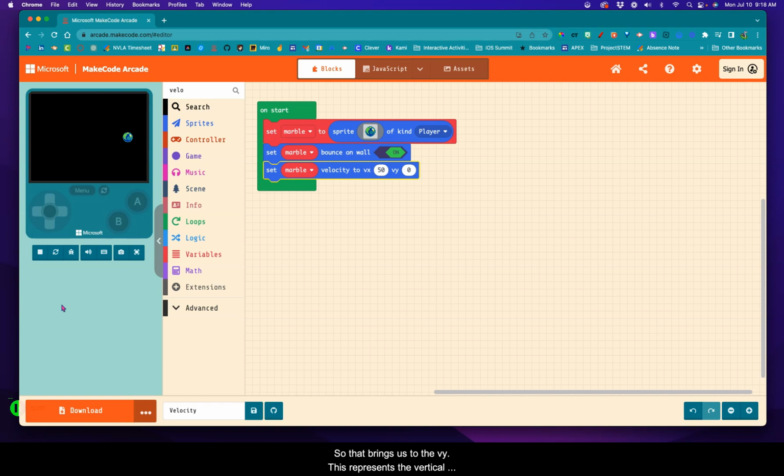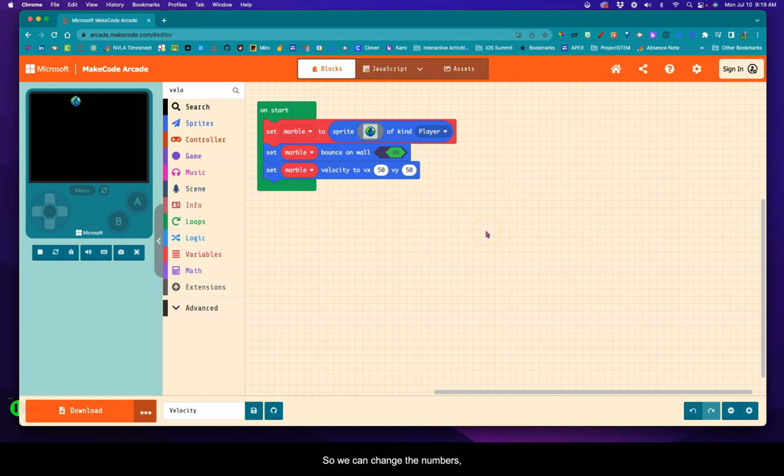So that brings us to the Vy. This represents the vertical velocity, and it's controlling the sprite's movement up and down. Again, the number 50, which is the default, sets the speed of that movement. So let's get rid of our Vx value this time so we can just watch the up and down movement of the Vy. So velocity in the y axis, up and down.